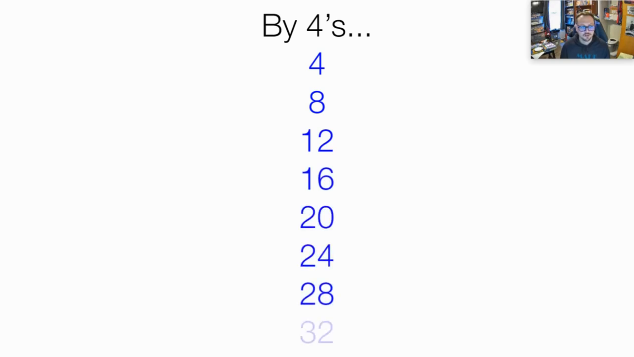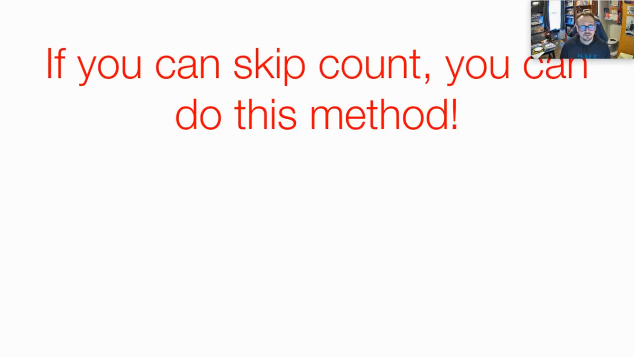3, 6, 9, 12, 15, 18, 21, 24, 27, 30, and so on. So this will be our last one by fours. 4, 8, 12, 16, 20, 24, 28, 32, 36, 40. So if you can skip count, then you can do the skip counting method. That's all it takes. If you know how to just skip count by numbers, then this is a really nice strategy. Here's how it works.